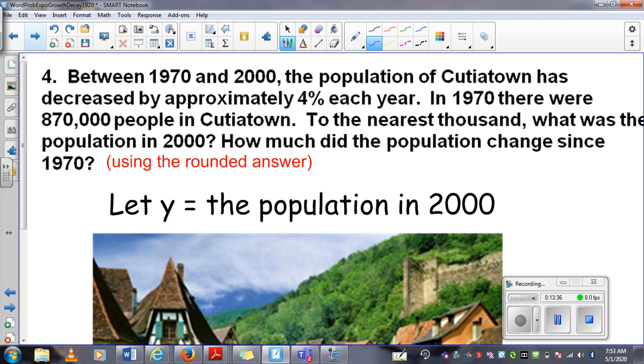All right, between 1970 and the year 2000, the population of Cataya town has decreased by approximately 4% each year. In 1970, there were 870,000 people in Cataya town. To the nearest thousand, what was the population in the year 2000? And then I'm asking you a follow-up question: how much did the population change since 1970? So it's decreasing by 4%, which means this is decay.